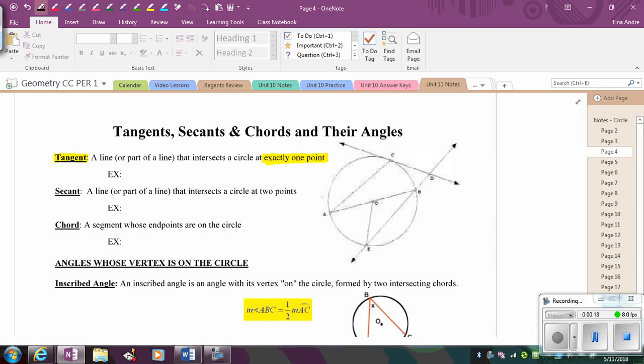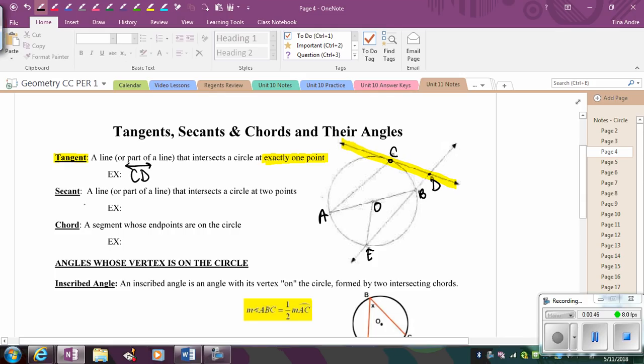So if I look at this picture here, I'm looking for a line or part of a line that intersects the circle in one place. And that's going to be this line right here that intersects the circle at point C. So point C is called the point of tangency. And if I want to give an example of the tangent line, I'm going to name this line CD because that's the 2 points it passes through.